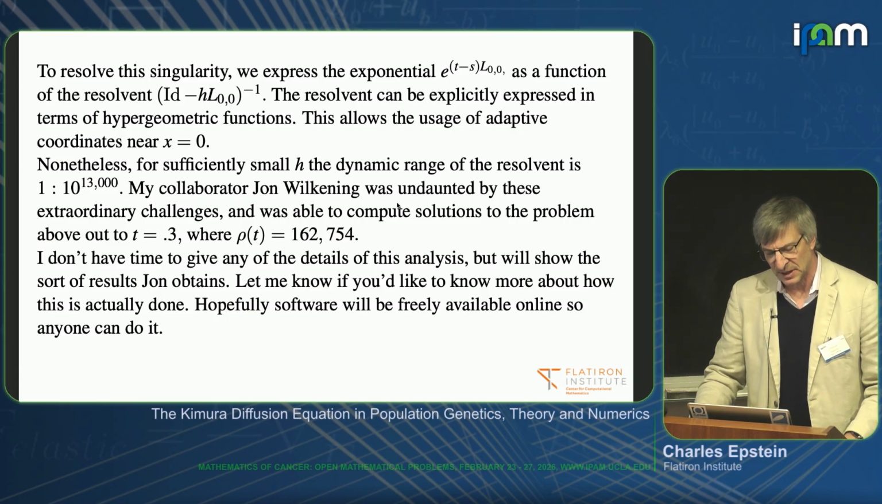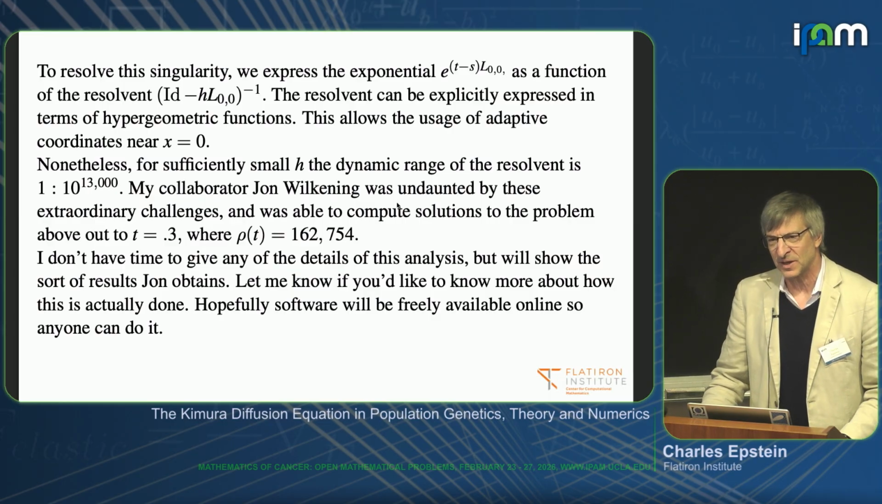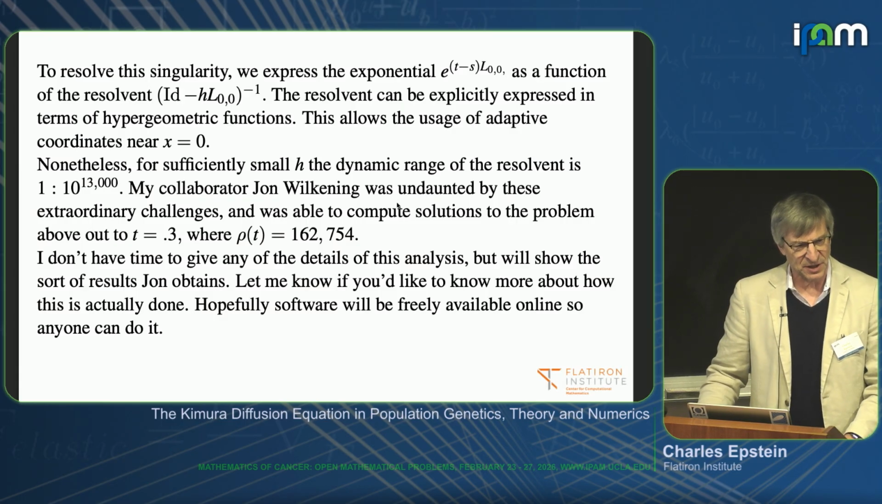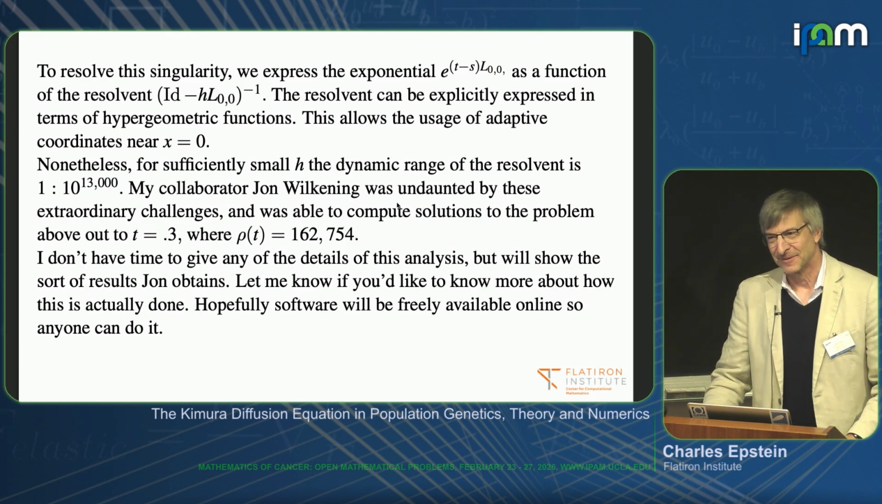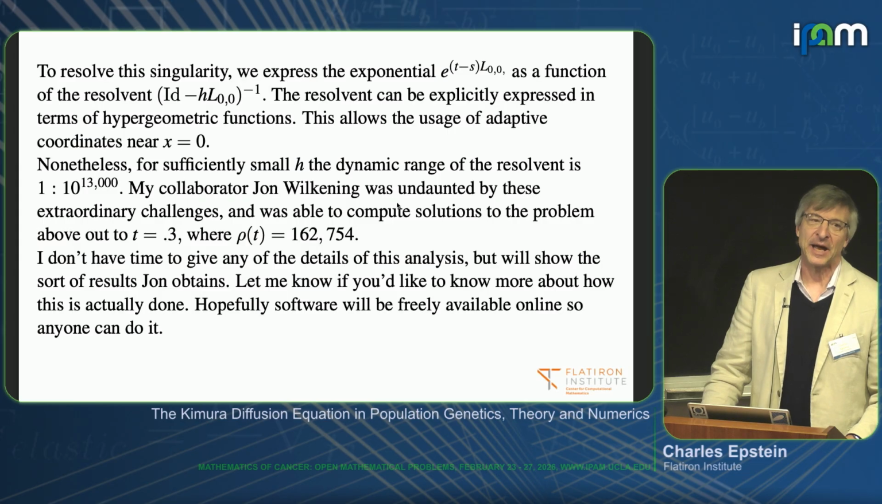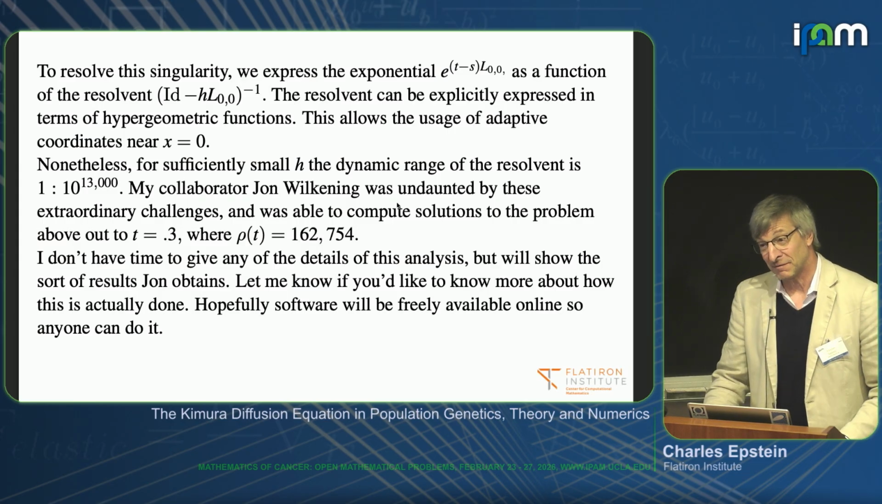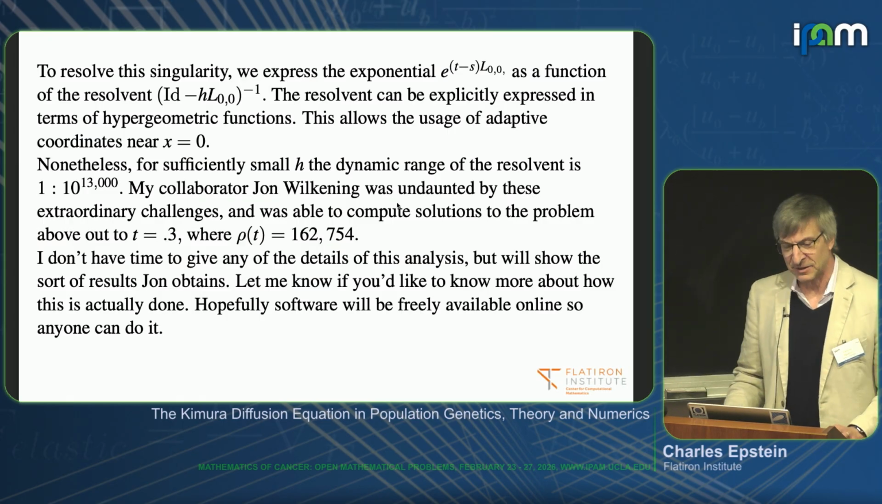Okay, here's what happened. We wanted to take h small enough to get a lot of digits. And what Jon discovered was, for h of that size, the dynamic range of the resolvent kernel is 1 to 10 to the 13,000. So you have to ask yourself, how can you do a computation of a function that varies over a range of 1 to 10 to the 13,000? He figured out how to do it.